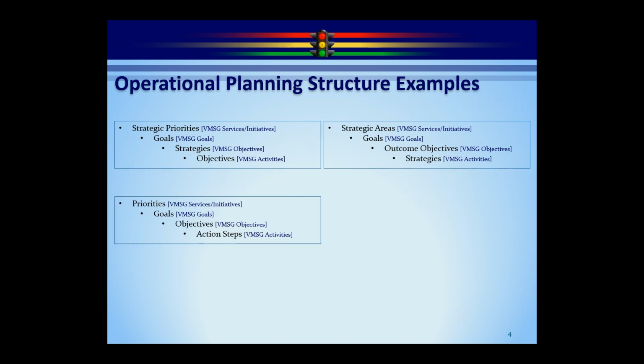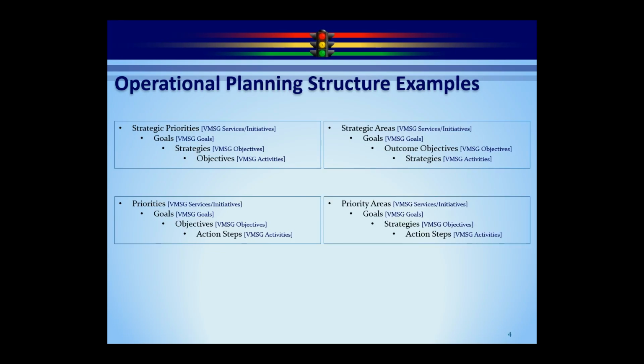Priorities, goals, objectives, and action steps. Pretty good stuff. Action steps is probably the most common name we see for activities. So it is the steps you're going to go through to get to the objective here. Priority areas, goals, again, strategies, I think in the wrong place, but then action steps underneath that. Priorities, goals, objectives, and strategies. That's pretty good.